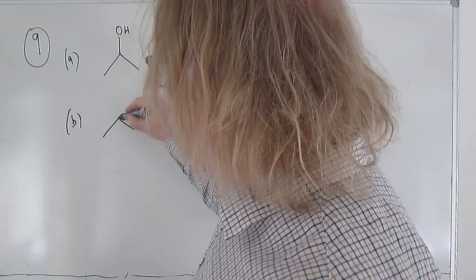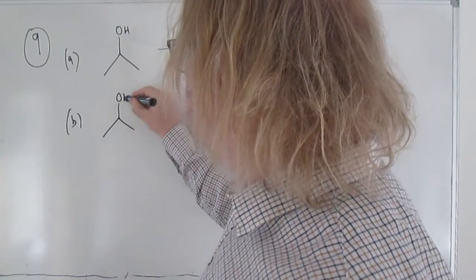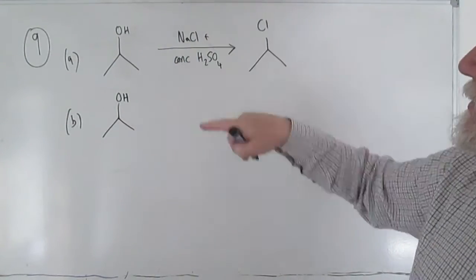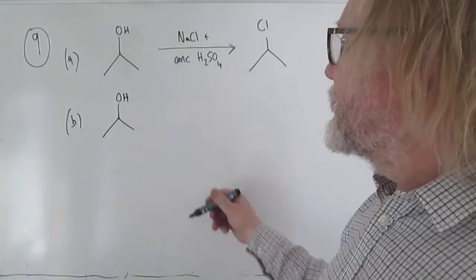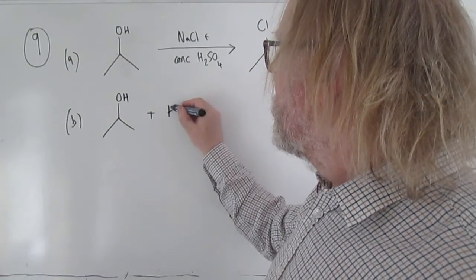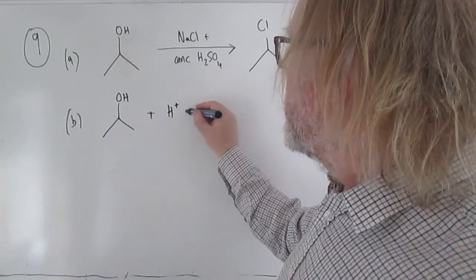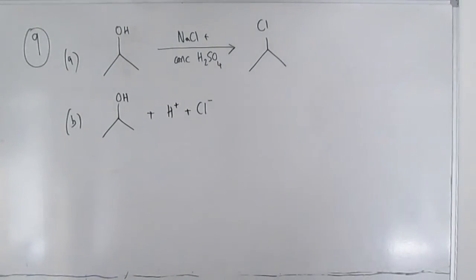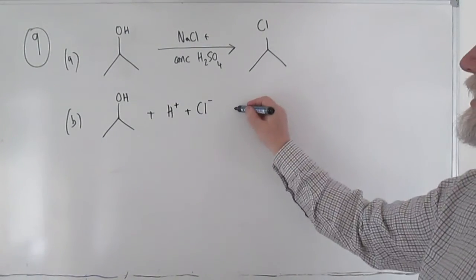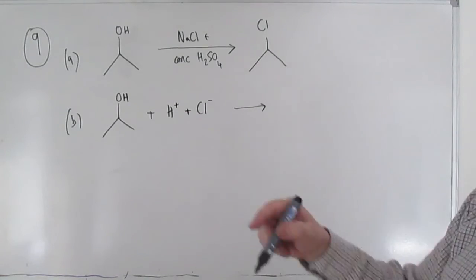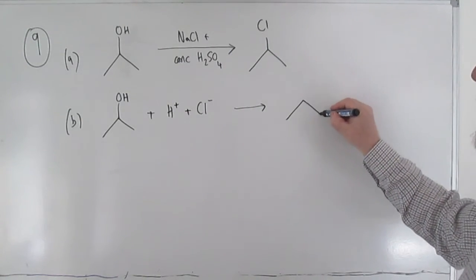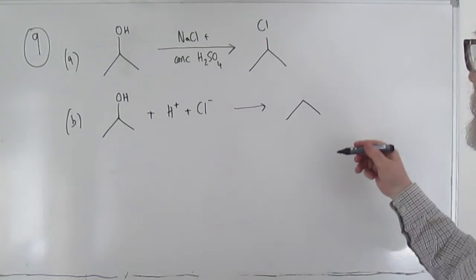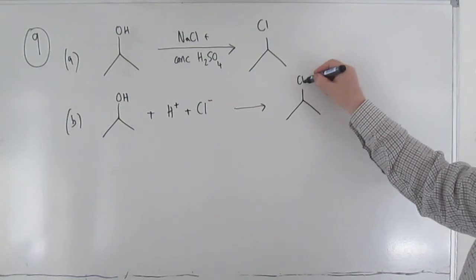You can write this equation in various ways, but I think the best way to write it is to recognise that in effect what you're getting from this mixture is an H+ ion that comes from the conc sulfuric acid and a chloride ion that comes from the sodium chloride. So in effect you've got H+ and Cl-, and between them they will react with that and allow this substitution to happen. So it's a substitution because OH- comes out and Cl- goes in, so you get that product.